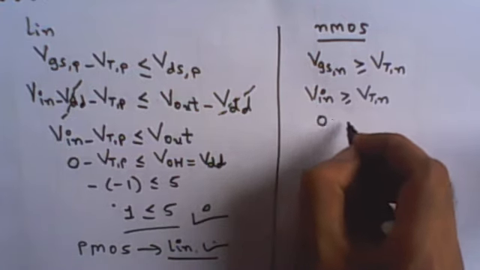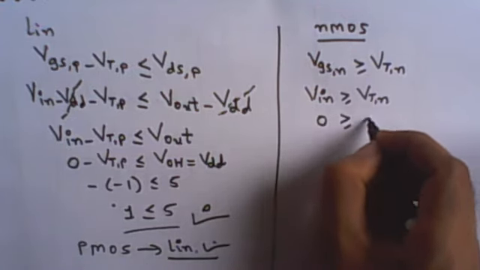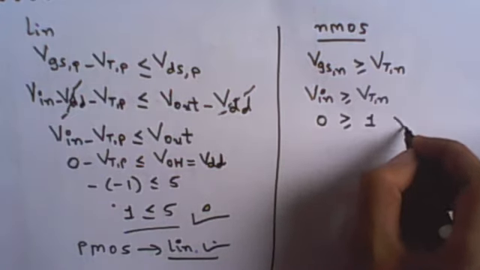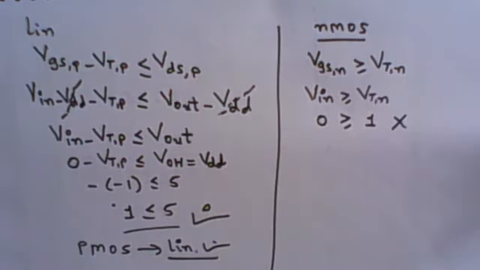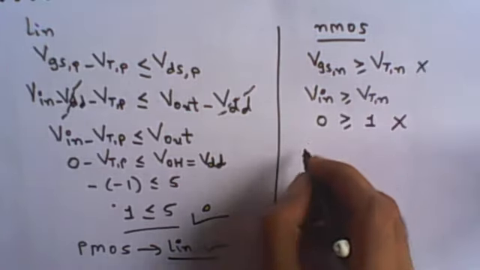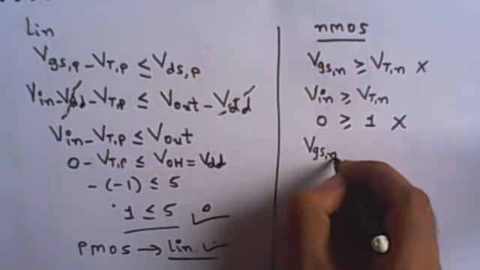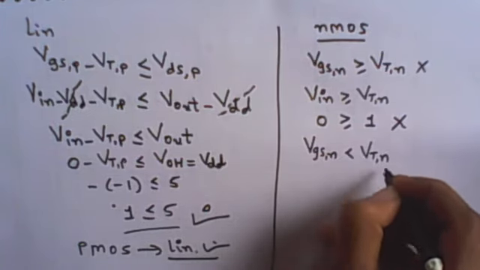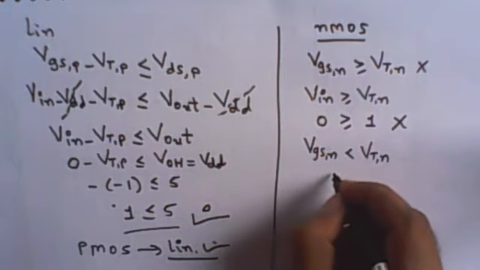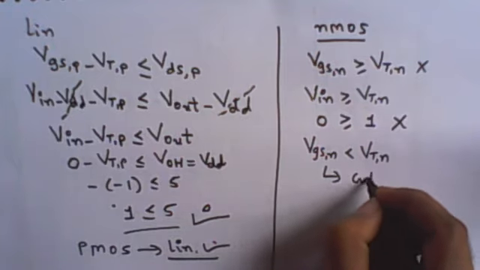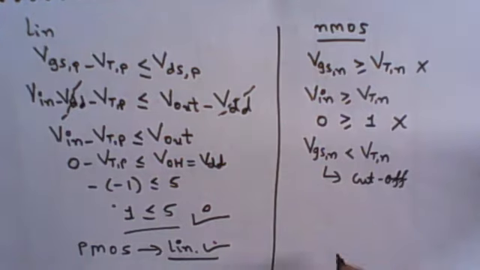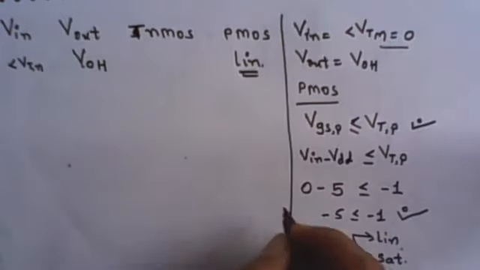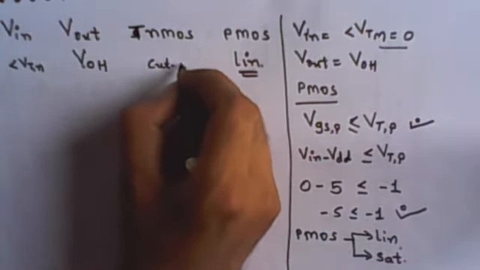Now the input in this case is 0 and the VT of n is near about 1. So this is not correct. This is not satisfied. 0 is not greater than or equal to 1, so this condition is not satisfied. That means VGS of n is less than the VT of n. And once VGS of n is less than VT of n, the nMOSFET operates in the cutoff region, right? So the nMOSFET is operating in the cutoff region. So here we have to write nMOSFET operating in cutoff.